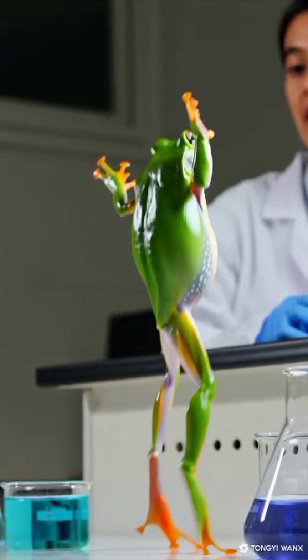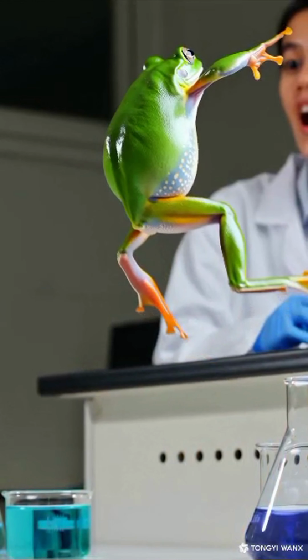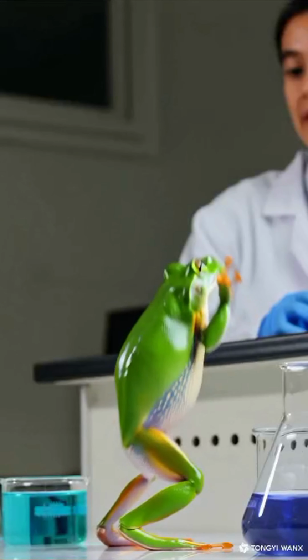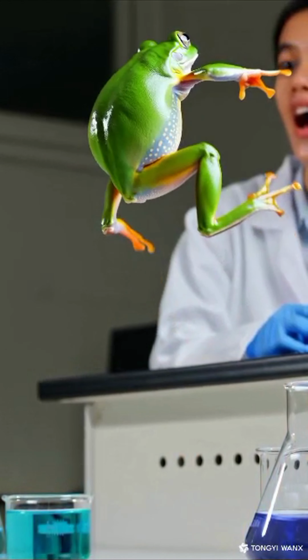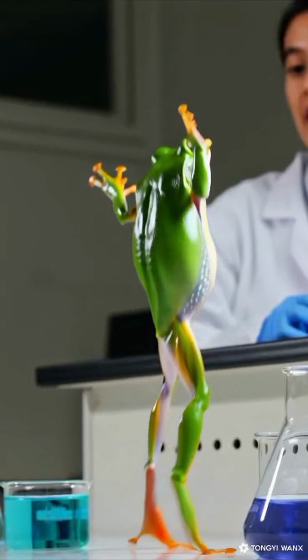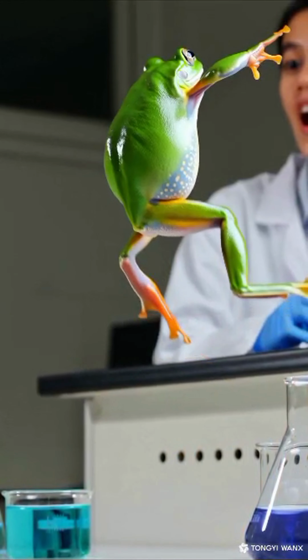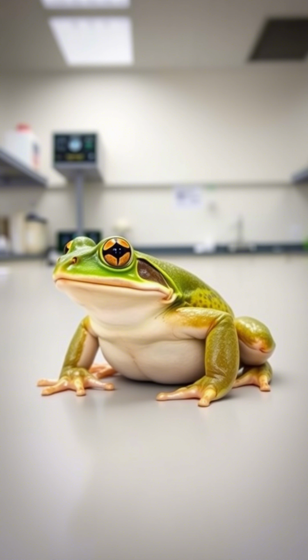Have you ever heard of the frog legs experiment? In this controversial experiment, a researcher wanted to study how a frog reacts to sound. He shouted at the frog and naturally, the frog jumped. Then, he cut off one of the frog's legs and shouted again.